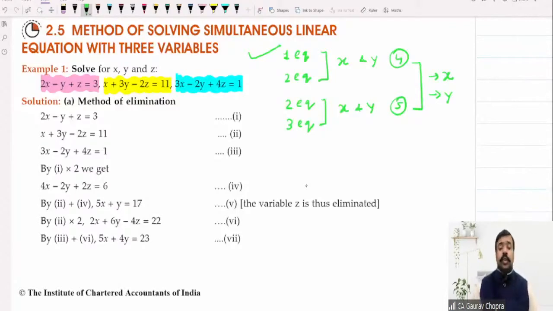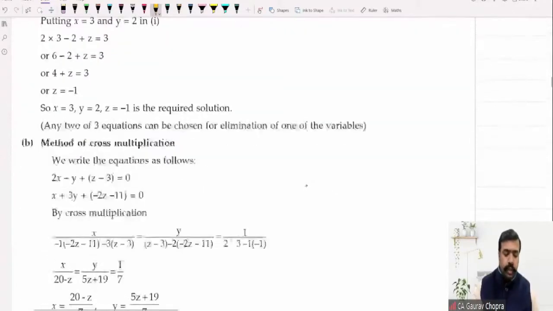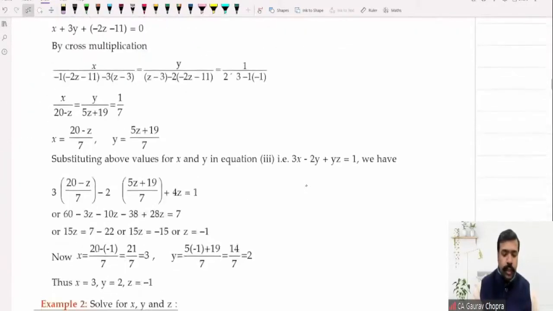All right. So when there are 3 variables with 3 equations, we have to eliminate one variable. By comparing 1 and 2, we eliminated z. By comparing 2 and 3, we again eliminated z and got the equation between x and y. And after comparing these 2, we can find out the value of x as well as y. All right. But we will solve such questions using our method.